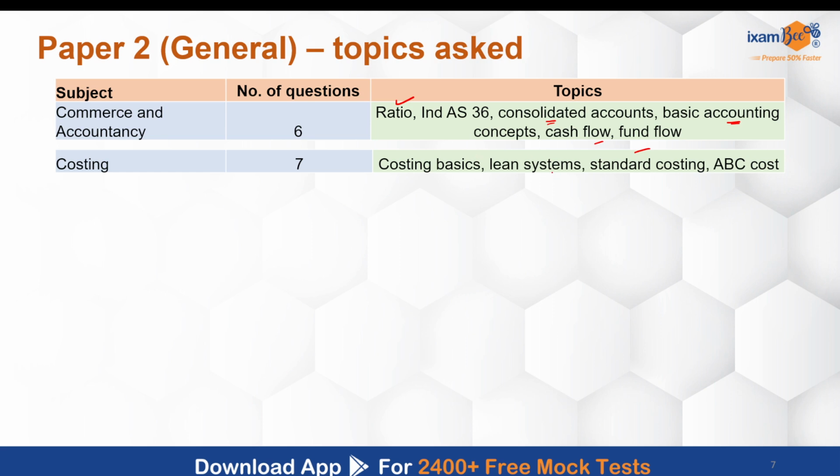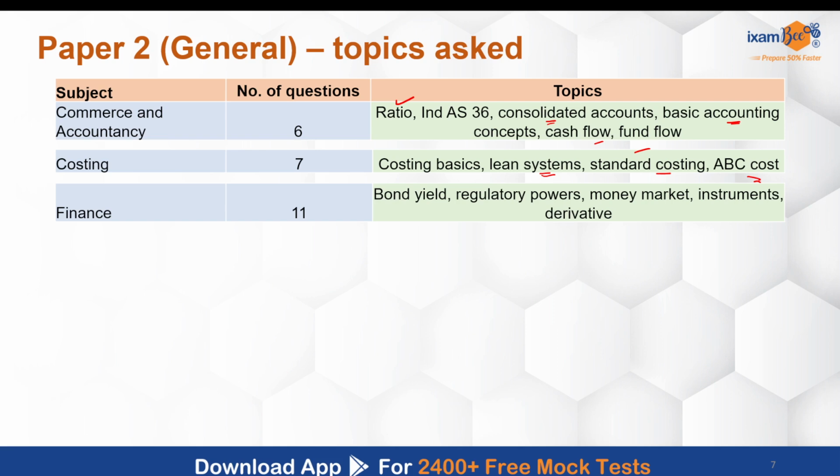Lean systems, there were a good number of questions. Again, a topic which we kept highlighting. Please do this. We do get questions from this and these can be the easy pick for you all. Standard costing, theoretical 1 question and 1 related to ABC costing.